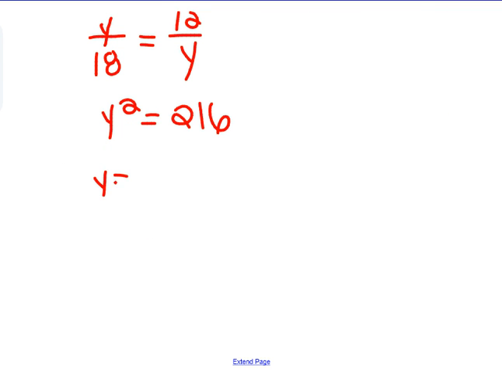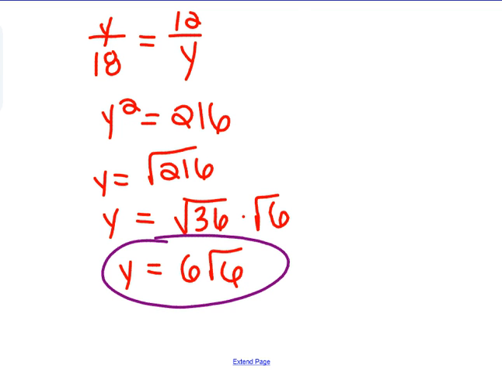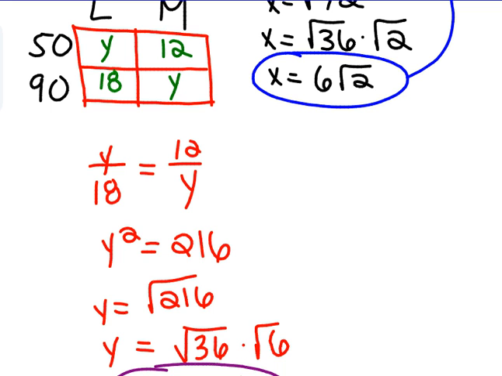And y equals the square root of 216. We need to find the highest perfect square that is a multiple of 216. And we get 36 times square root of 6. So we get y equals 6 root 6, and x equals 6 root 2. So those are our answers.